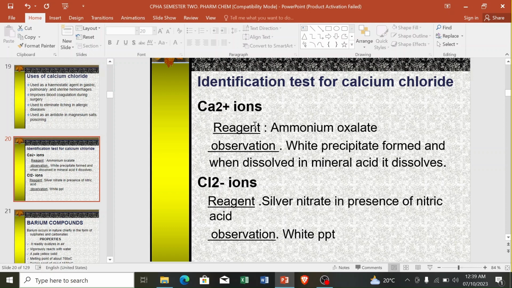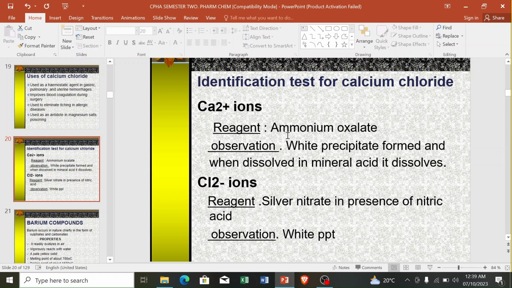These are cations because they have a plus sign, and these are anions because they have a minus sign. So you identify each ion separately. We start with the cation, that is calcium ions.